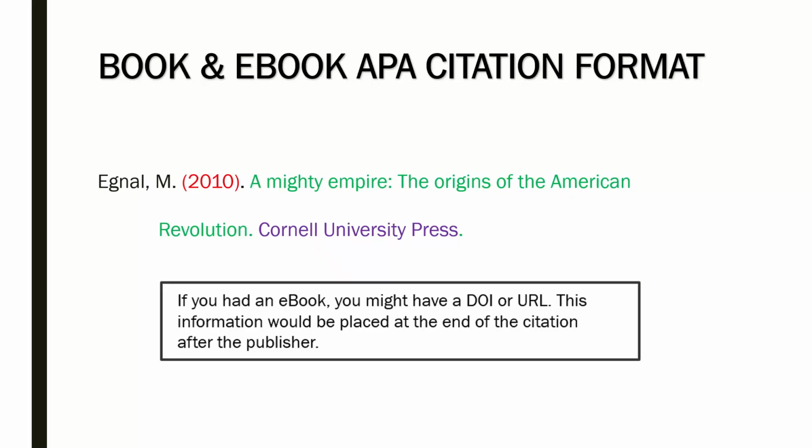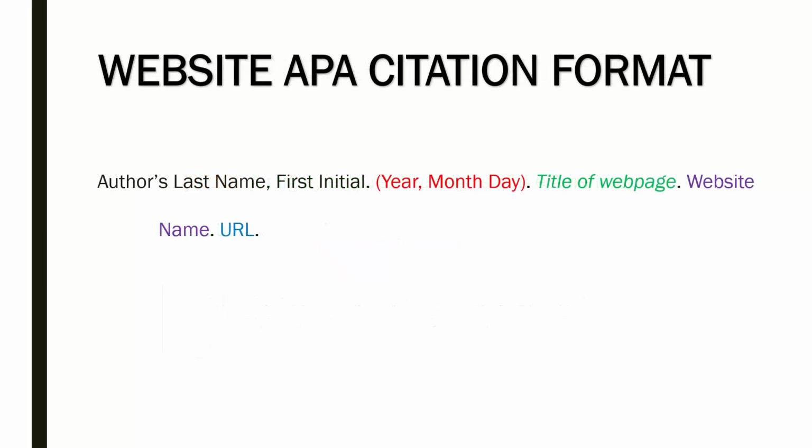We'll need the author's name, followed by the year, month, and day that the article was published, followed then by the title of the web page, followed then by the website name, and at the end the URL for the website. Now let's take a moment and look at this web page. Who is the author of this article? If you said Alex Engel, you are correct.